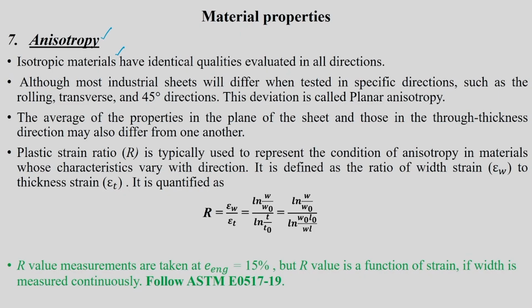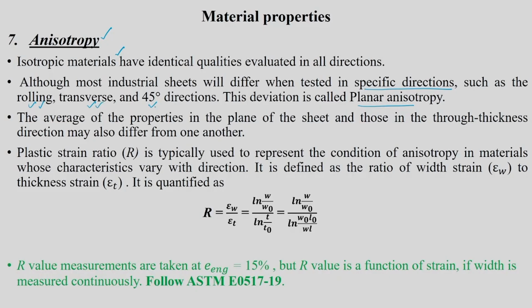Anisotropy of the material means the properties will differ when tested in specific directions, such as, let us say, the rolling direction, transverse to that, and at 45 degrees to the rolling direction. This deviation is generally referred to as planar anisotropy. We are going to define it with a simple formula in the next slide, which will make us understand it very easily. When you go to industrial sheets, which are rolled sheets, quantifying this anisotropy is going to be very important. You take a tensile test sample and do the tensile test the way we described, along the rolling direction, transverse to the rolling direction, or 45 degrees to the rolling direction, and their properties are going to be different.